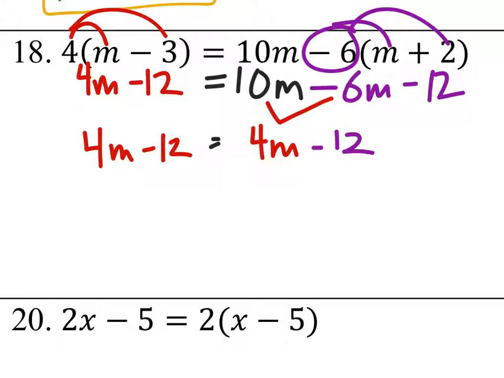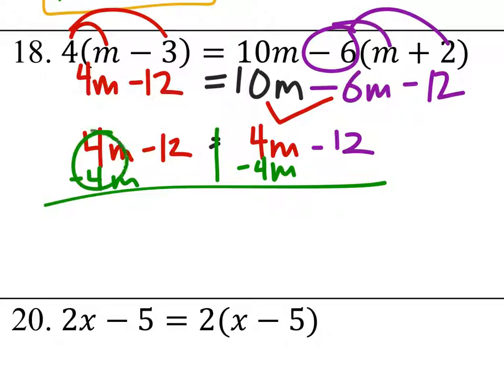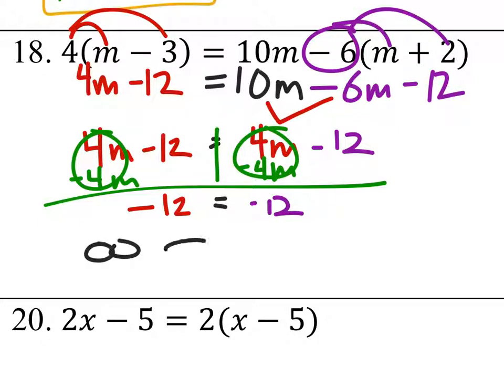Now, some of you guys stop right there, and that's okay. But let's say that we wanted to move the m's to one side, so let's subtract 4m from both sides. So these cancel out, and these cancel out as well, leaving us with negative 12 equals negative 12. Well, negative 12 does equal negative 12, so that one would produce infinite solutions.